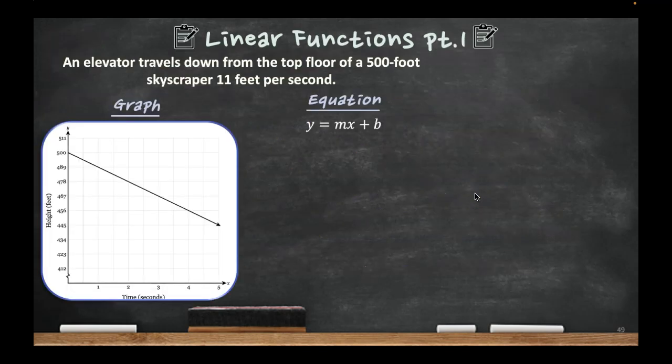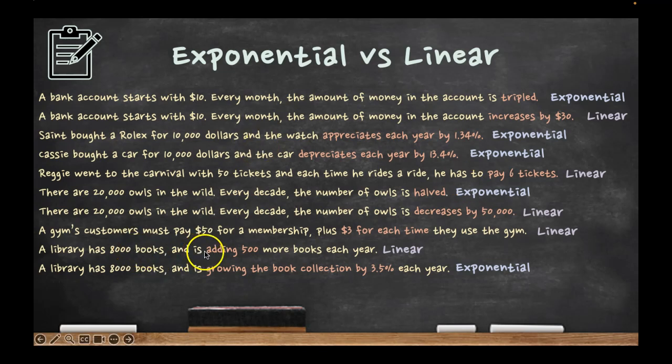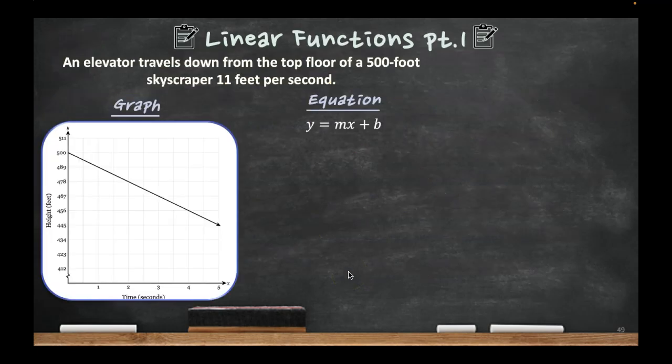And then these last two, it says a library has 8,000 books and you're adding 500. So that means it's going to be linear. We know we add or subtract. And then for this one, it says it's growing the book collection by 3.5%. You see that percentage, you know it's exponential. So the first step is being able to decide if it's linear or exponential.